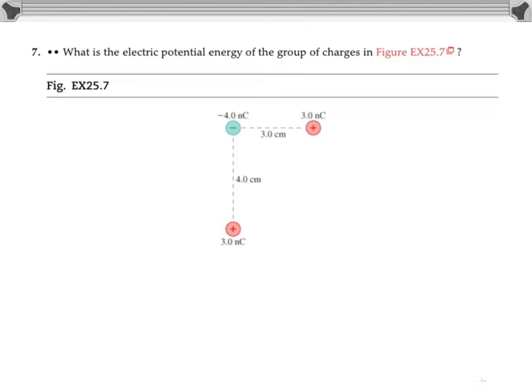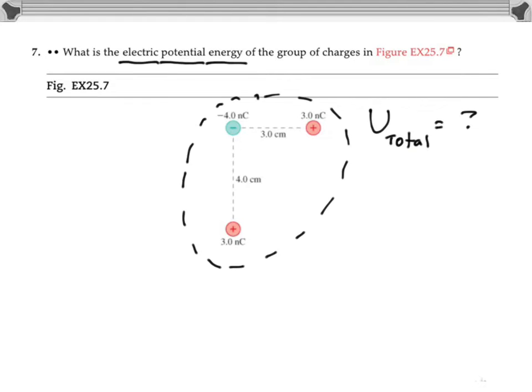And notice that this problem is about calculating the electric potential energy. So this is about energy, the electric potential energy of the group of charges. These three charges, the system composed of three charges, has a total amount of electric potential energy. There's energy stored in this configuration of charges. So how do we calculate that?